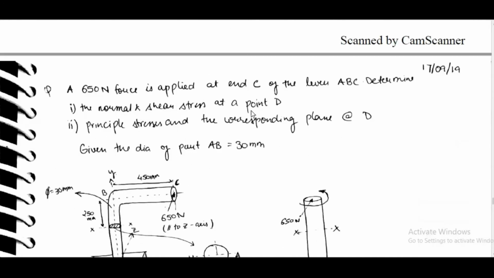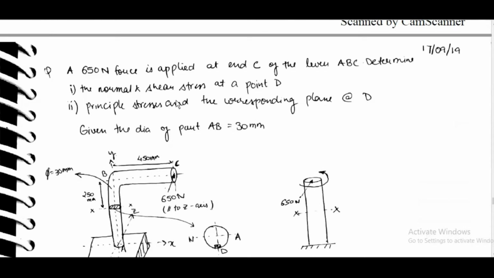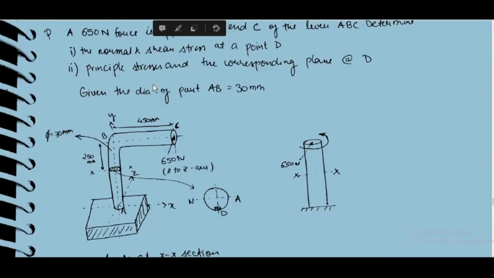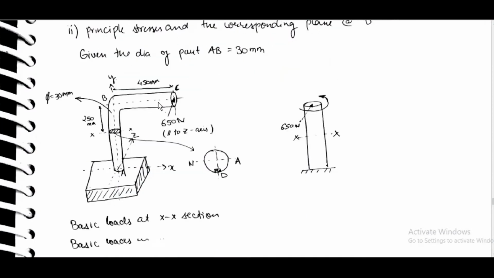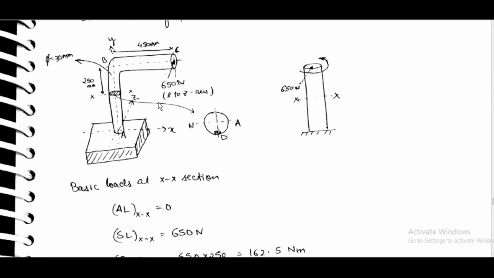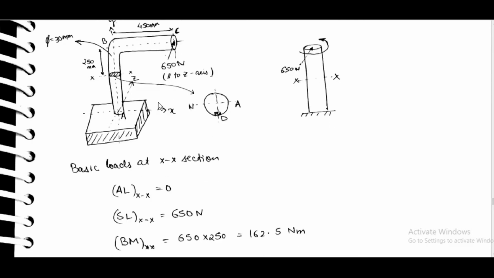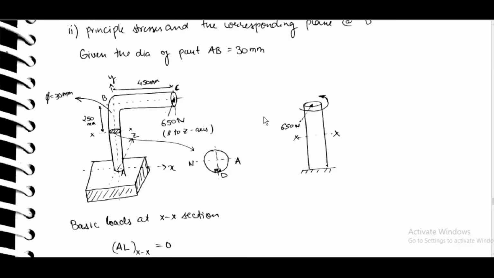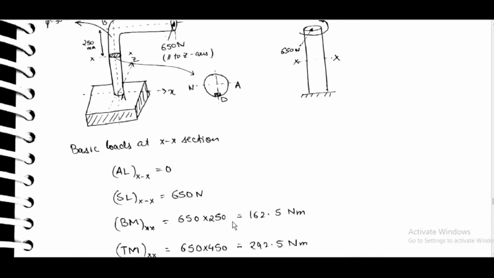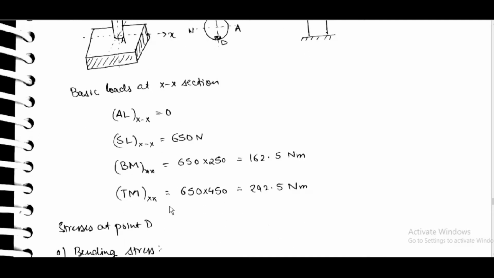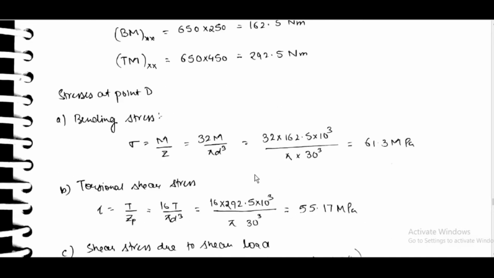650 Newton force applied at end C. Find normal and shear stress at point D, and the principal stress and corresponding plane at D. Given the diameter of part AB. Basic loads at the x cross section: the axial load is 0, the shear load is equal to 650 Newton, the bending moment is 650 into 250, and the torque is 650 into 450, which is equal to 292.5 Newton meter.